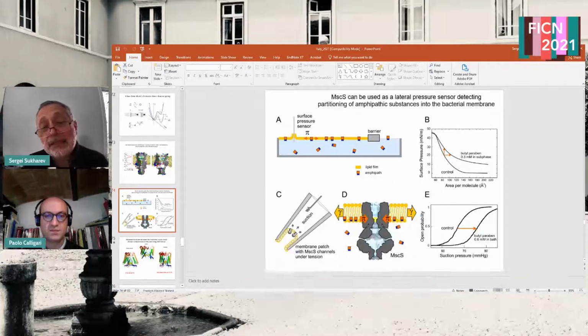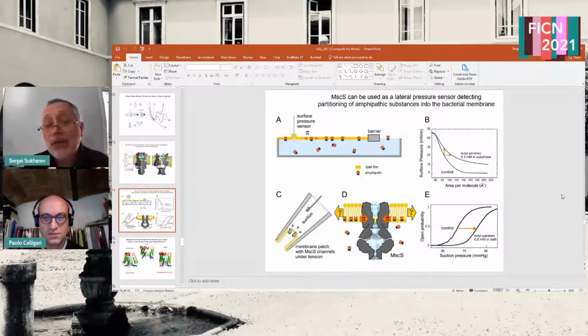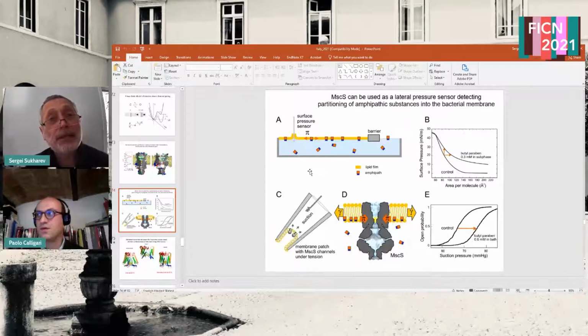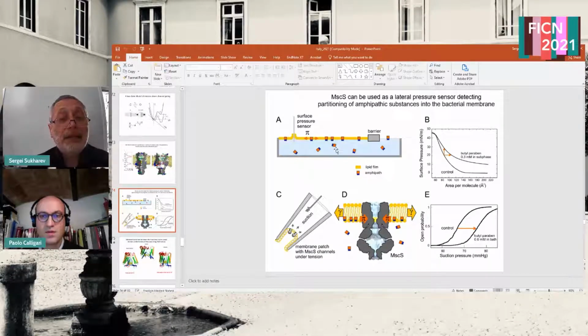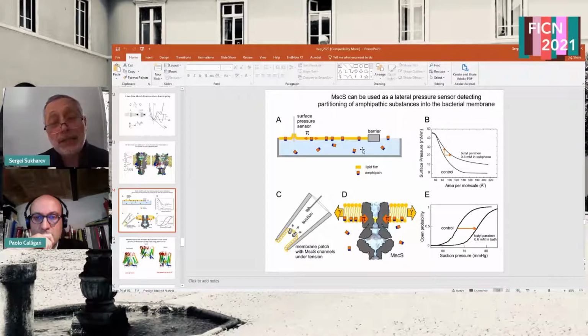So MscS is a sensor for intercalating substances. So imagine that you have an amphipathic substance, which is a good drug, for instance, and you want to know its partitioning coefficient into the membrane. One thing that you can do, you can use the monolayer and put it in the subphase and measure tension. And in the presence of this drug, because it intercalates into the monolayer, the lateral pressure will go up, and that would be the effect of intercalation, and you'll be able to measure the affinity this way.